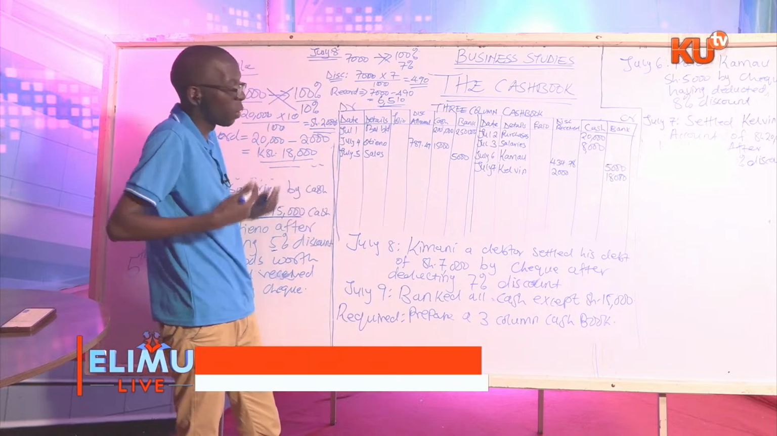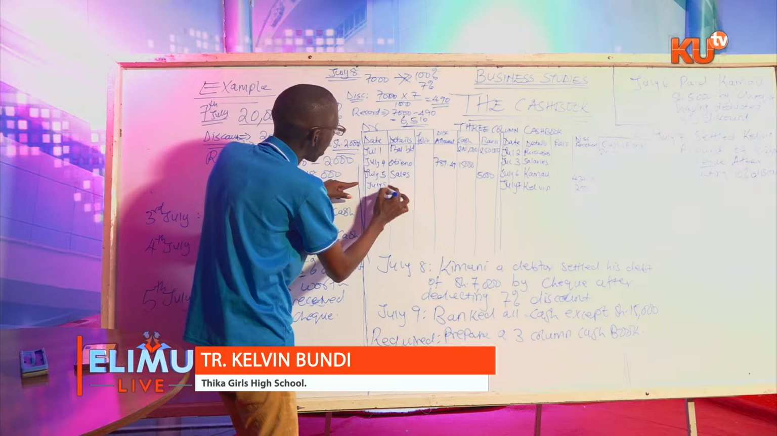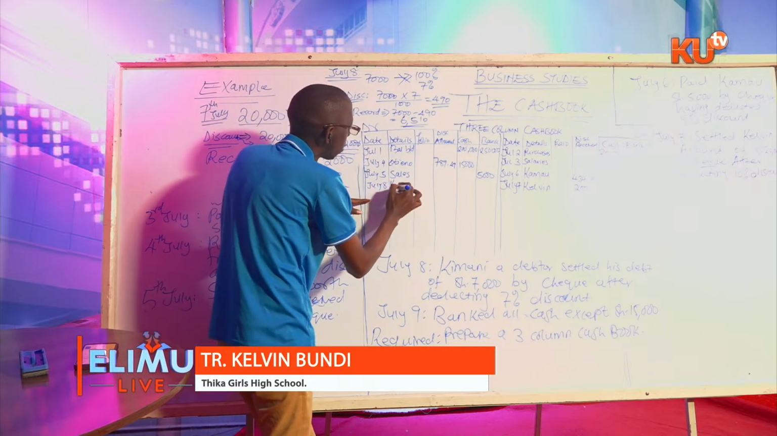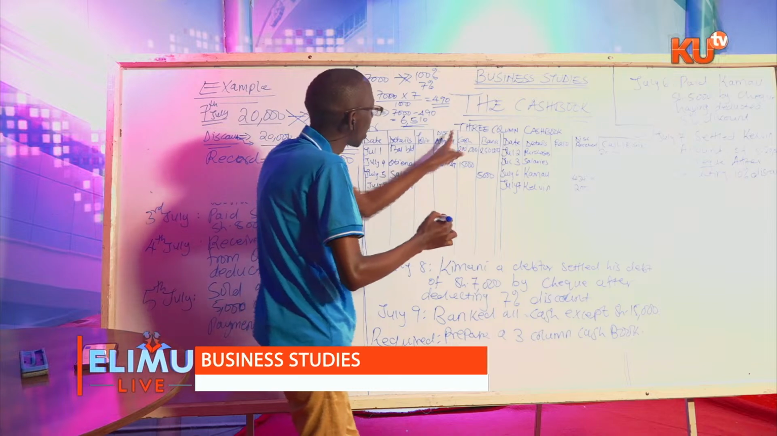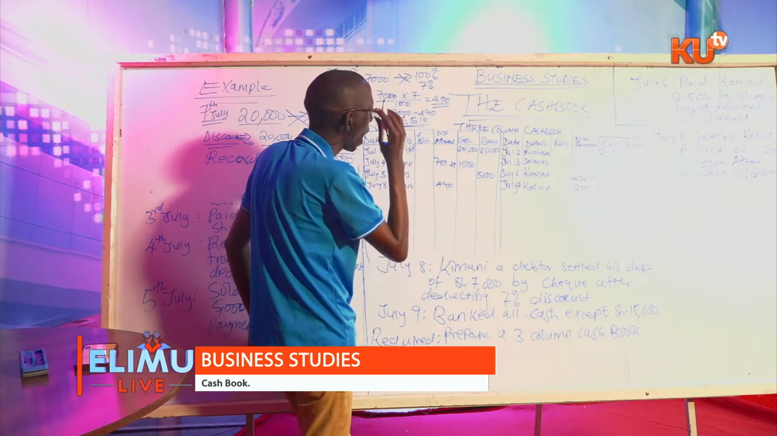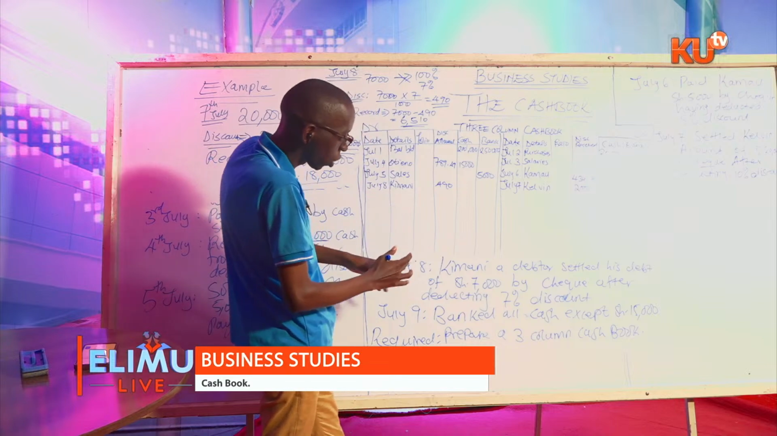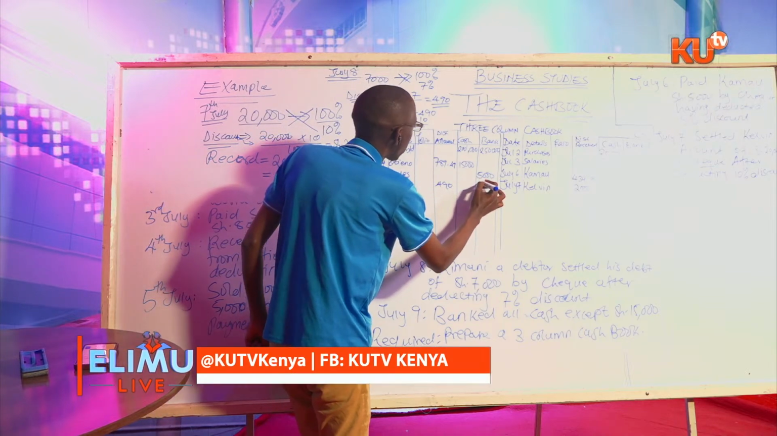So he is a debtor who is paying us, so it's an increase. July 8, who is paying us? It's Kimani paying us. And he's paying what? What was the discount that we allowed him? 490. Amount he paid by cash or check? He paid by check. So bank will increase by 6,510.